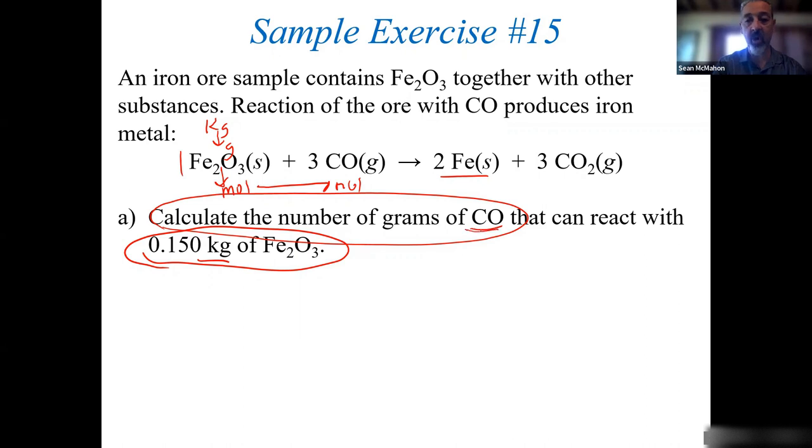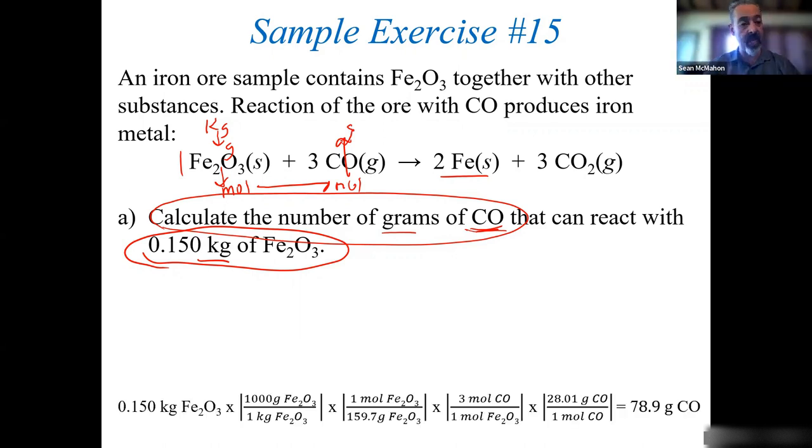They don't want just moles of CO, they want grams. That's okay. I can go to grams of CO. How? Molar mass. So when I do that, I convert the kilograms to grams using the metric system. 1 kilogram is 1,000 grams. Kilograms cancel. I convert the grams to moles for iron 3 oxide using the periodic table, molar mass.